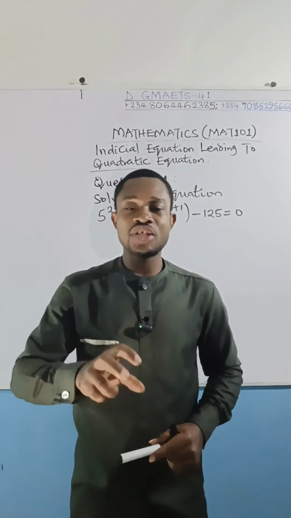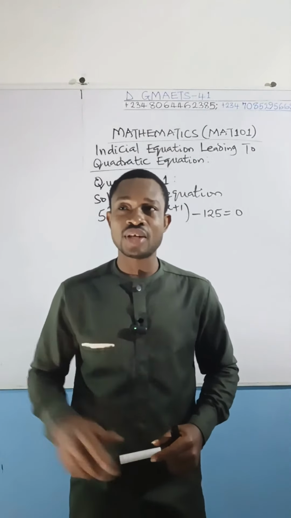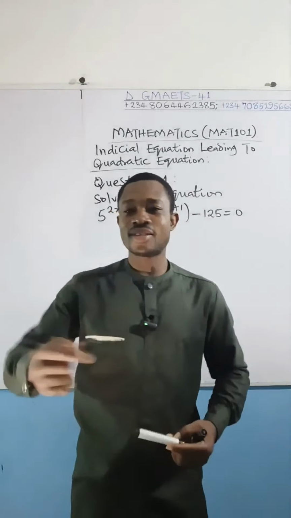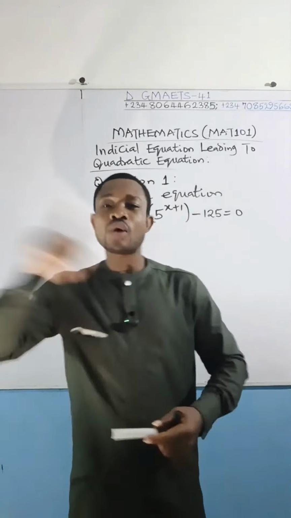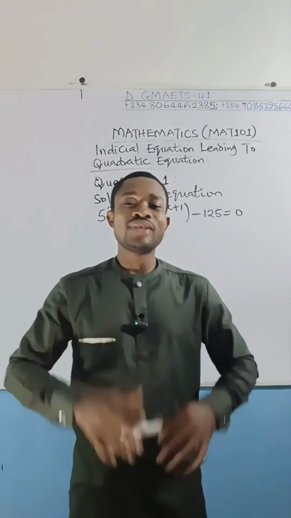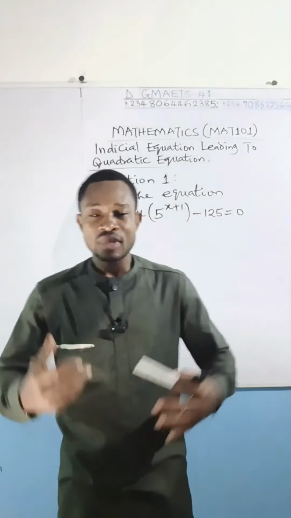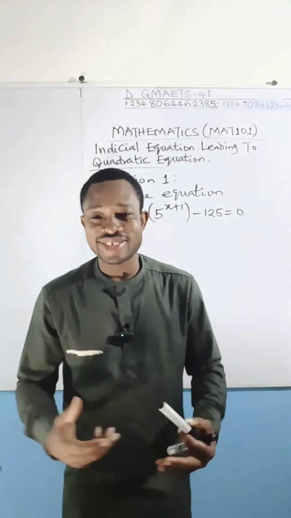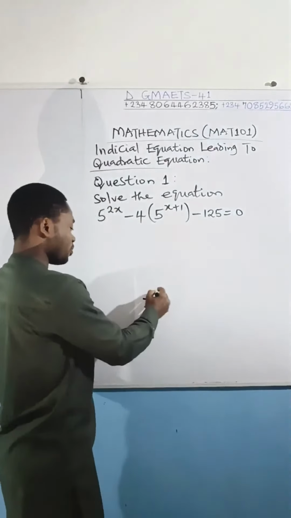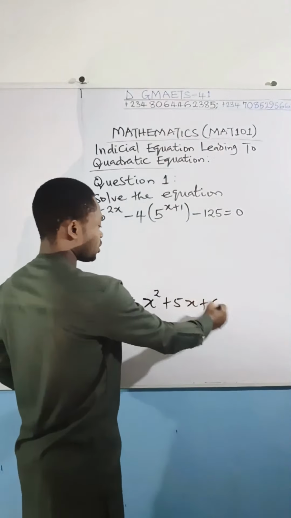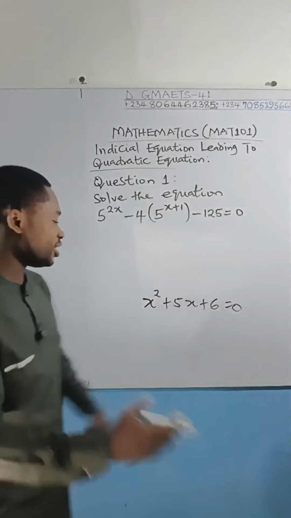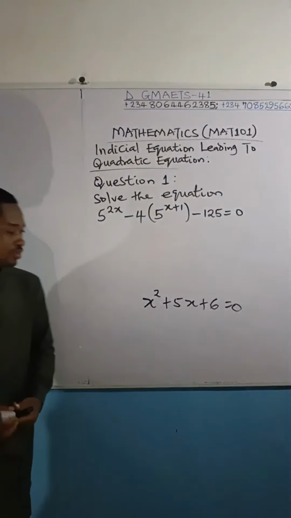When you're dealing with indicial equation leading to quadratic equation, usually there is a level you will reach, and then you'll be told, let another unknown be equal to the term containing the unknown you are looking for. I like to say clearly that if a student understands how to solve a quadratic equation, like the one I wrote earlier, x to the power of 2 plus 5x plus 6 equal to 0, we don't usually say, let this be equal to that.